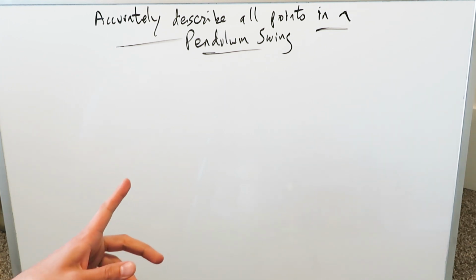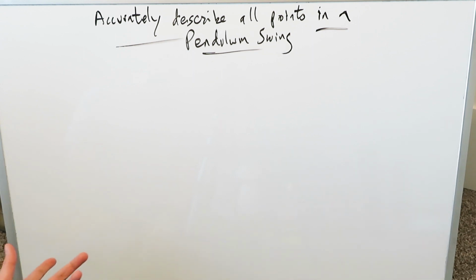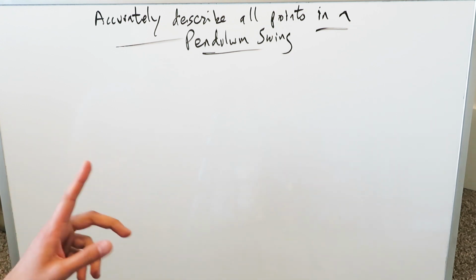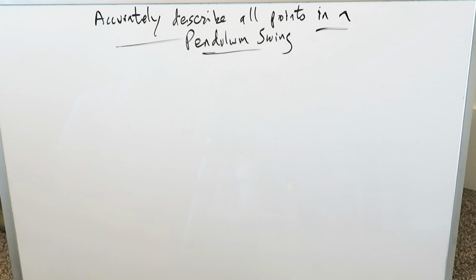It's an interesting coordinate geometry video here. We have to accurately describe all the points in a pendulum swing. You can say a pendular swing, a simple harmonic motion that is represented in terms of the pendulum. How do you go about doing all of this?